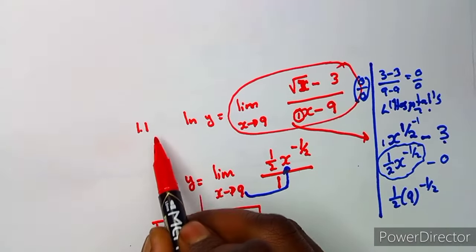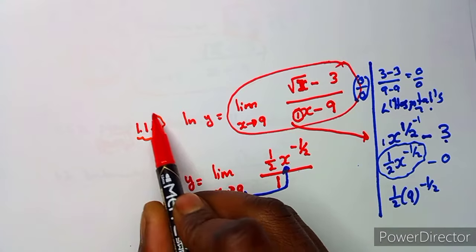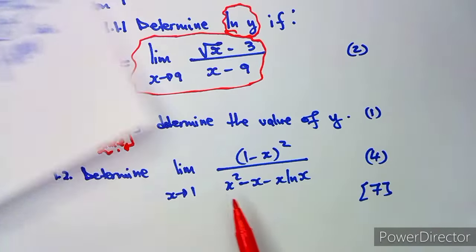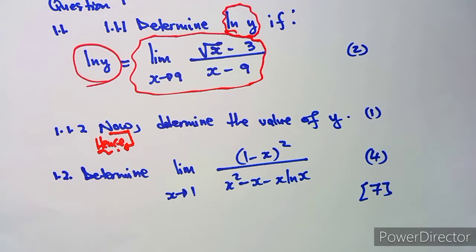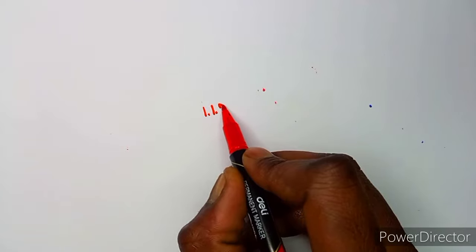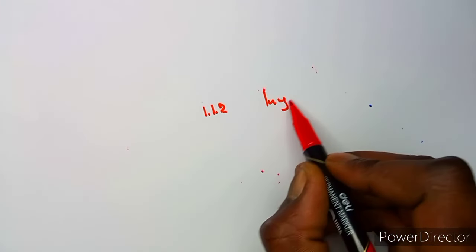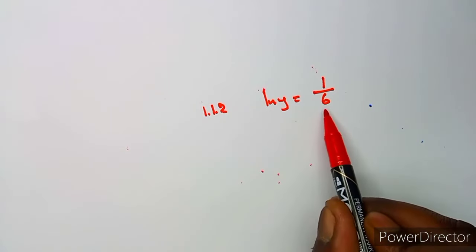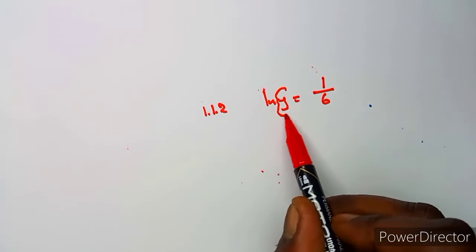From this statement that we had on 1.11, it's a continuation. We obtained ln y equal to 1 over 6. So to find the value of y now on 1.12, it's a continuation that you're going to do, because you obtained that ln y is equal to 1 over 6. So if ln y is equal to 1 over 6, what about the value of y now?